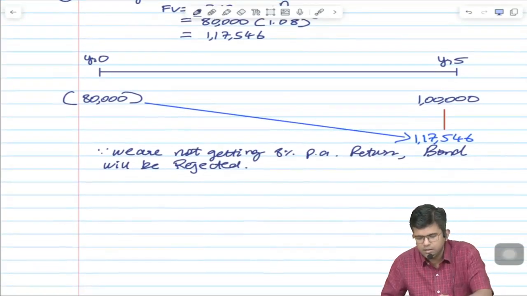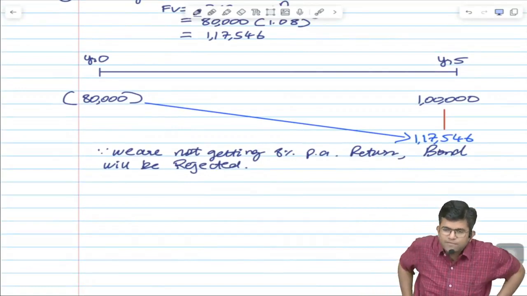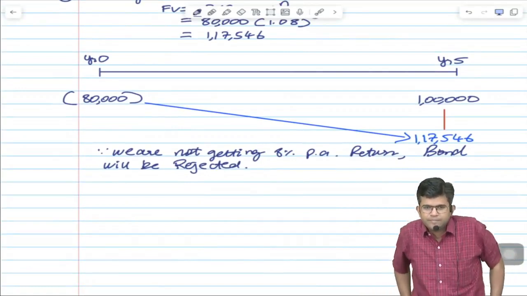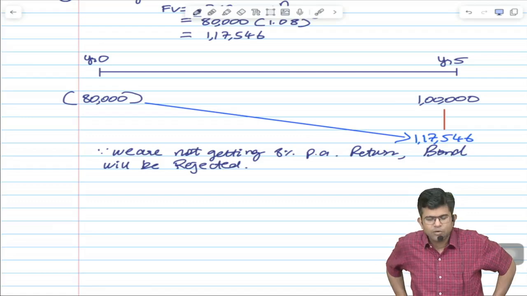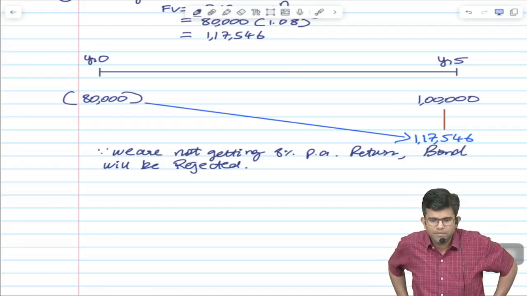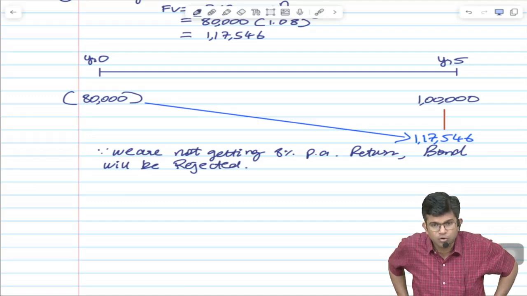Students, take 1,17,546 on the calculator. What is this number? You remember this future value? This is what you would have wanted your 80,000 to grow to, but your 80,000 actually grew to only 1 lakh.